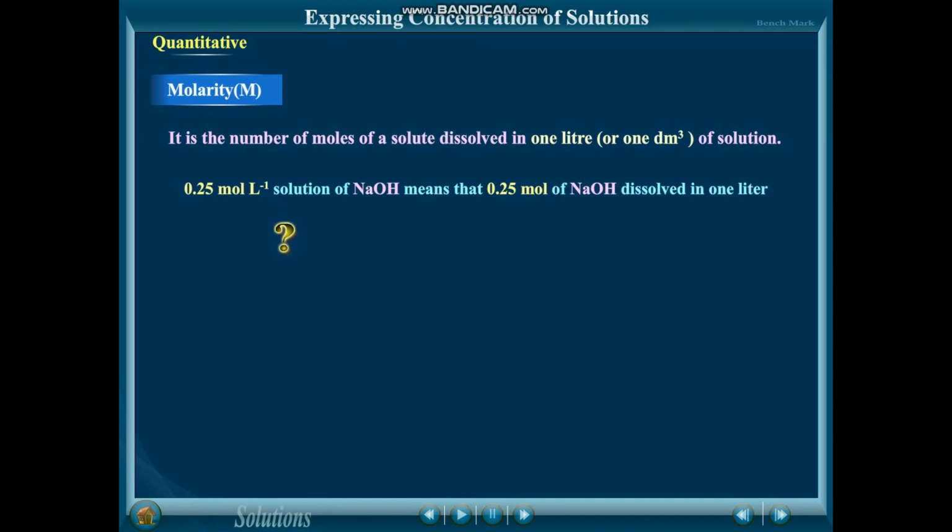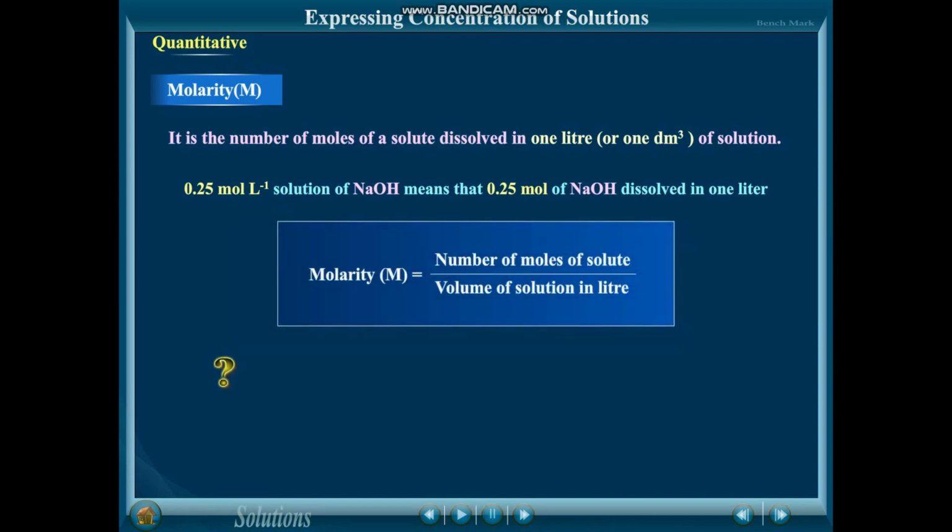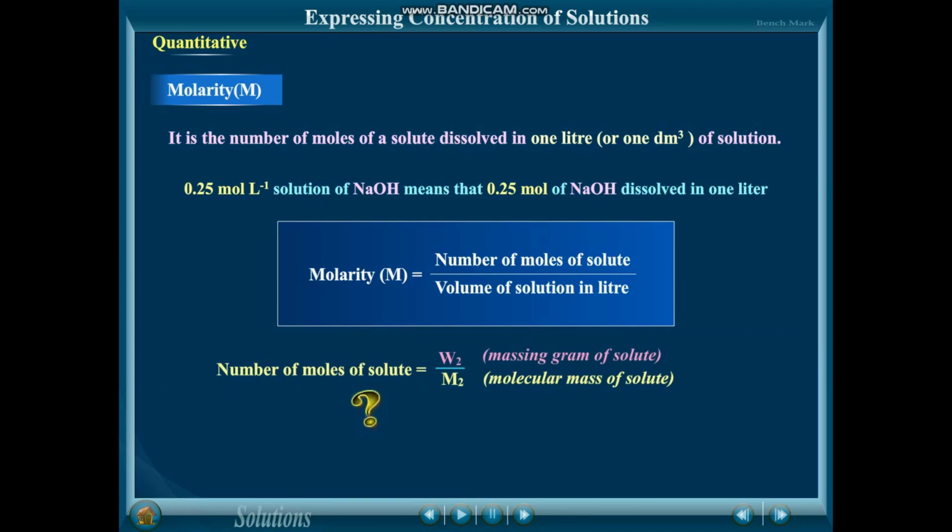A 0.25 mole per liter solution of NaOH means that 0.25 mole of NaOH is dissolved in 1 liter. Molarity is designated as capital M. It is equal to the number of moles of the solute divided by the volume of the solution in liters. The number of moles of the solute is equal to the mass divided by the molecular mass of the solute, that is, the mass of the solute in grams divided by the molecular mass of the solute.